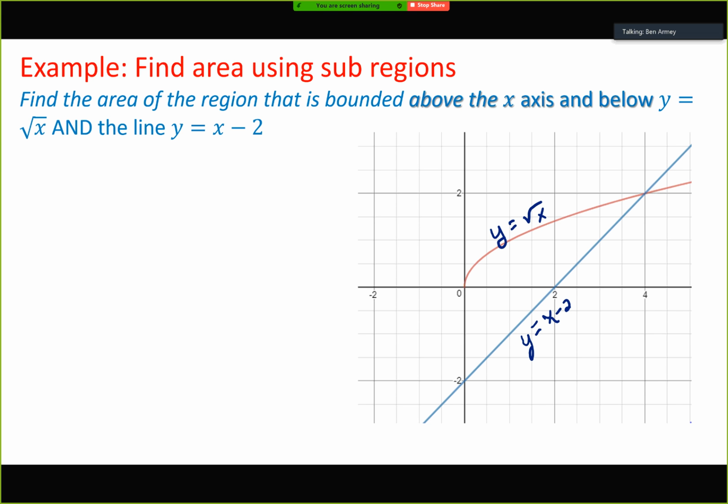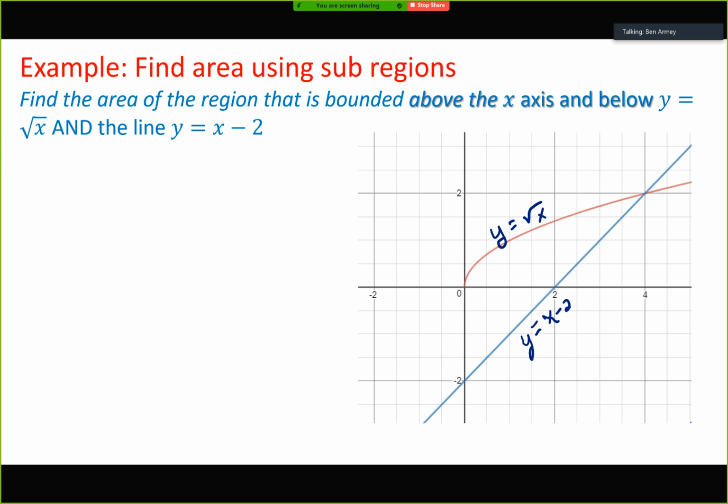So this one is worded how you will see a Math Excel problem worded as well, and I want to be specific on here. Okay, so the area of the region that is bound above the x-axis, okay? So that's easy enough. We know we're going above the x-axis, and below the line square root of x and the line y equals x minus 2.